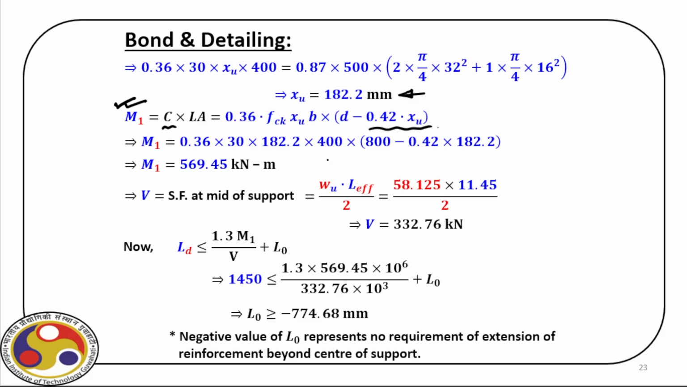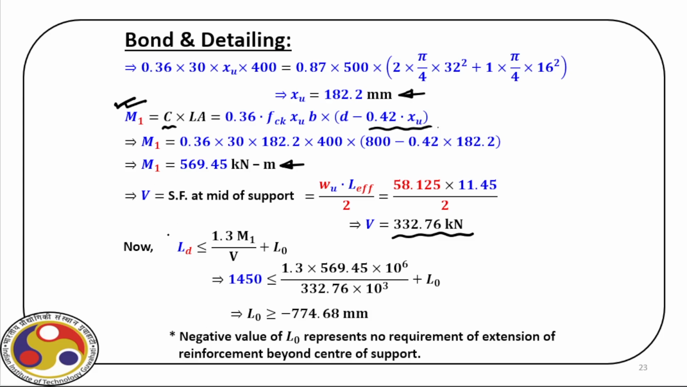So if you put all these values, we get M1, that is the moment of resistance at that particular section, is 569.45 kilonewton meter. Now the shear force at the support is omega u, that is the UDL times L effective divided by 2, and the shear force is 332.76 kilonewton.